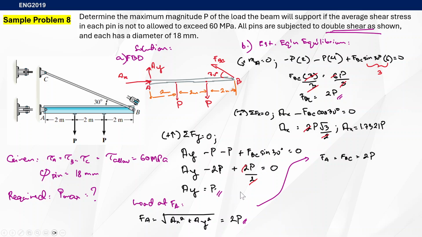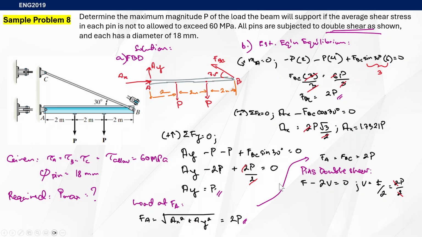And then from here, the pin is in double shear. If we look at it again, to determine the shear force, that's F minus 2V equals 0, where V equals F over 2. And F here is FA and FBC, which is equal to 2P. So our shear force here will be equivalent to P.